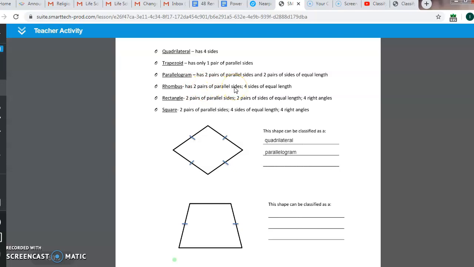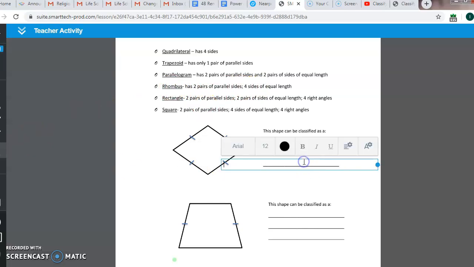Now the other part for a rhombus is that it needs to have four sides of equal length. Well, if we look at our blue ticks, notice we have 4 blue ticks, and each side has one tick on it, which means that all 4 sides are equal in length. Therefore, since both of these things are true, this shape can be classified as a rhombus. Let's go ahead and add that to our list.